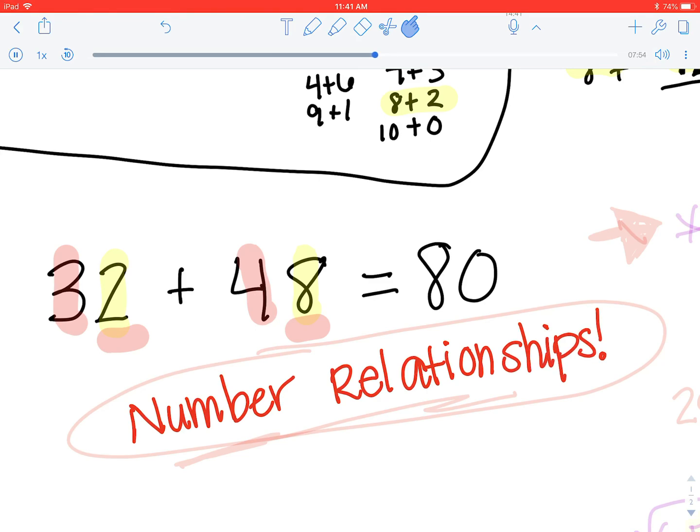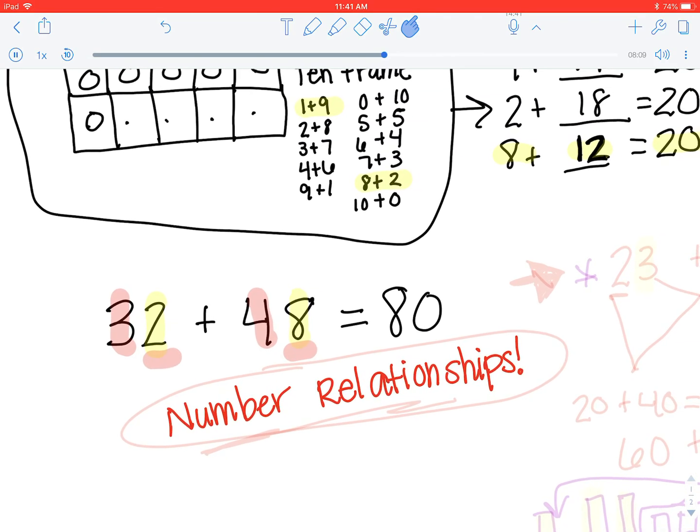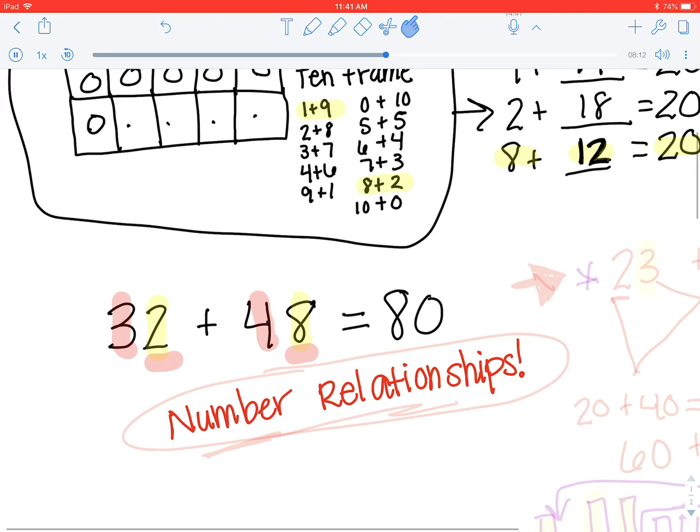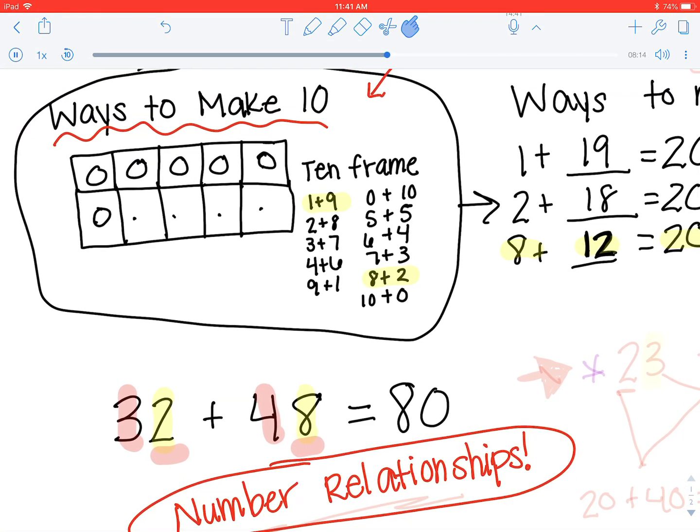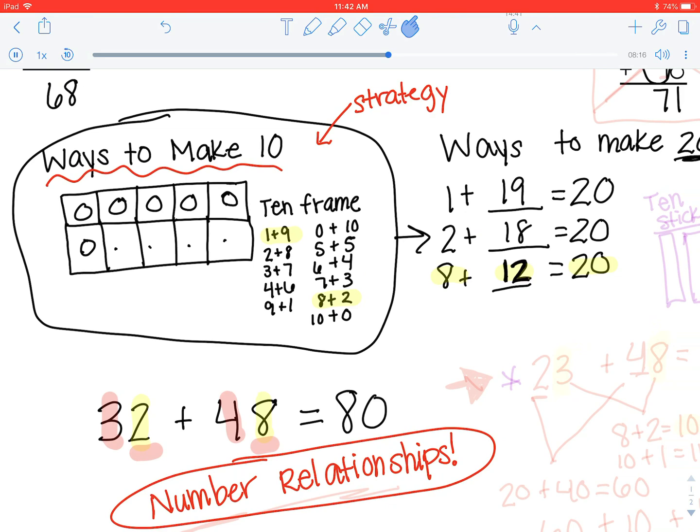So using ways to make 10, or recognizing that you can make a 10, is a strategy when it comes to solving or adding double-digit numbers or two-digit numbers. So recognizing ways to make 10. And again, that number relationship concept is what we really want them to be thinking about, instead of having to sit down and write it out and line them up.